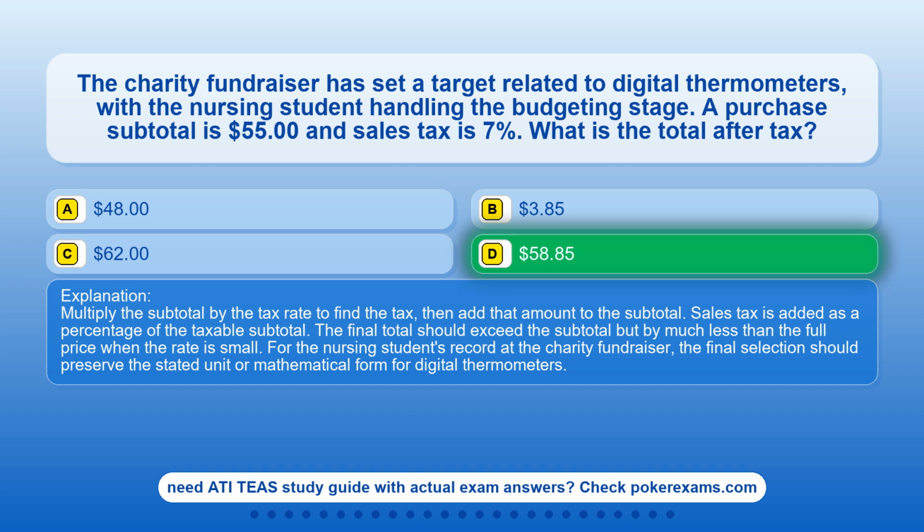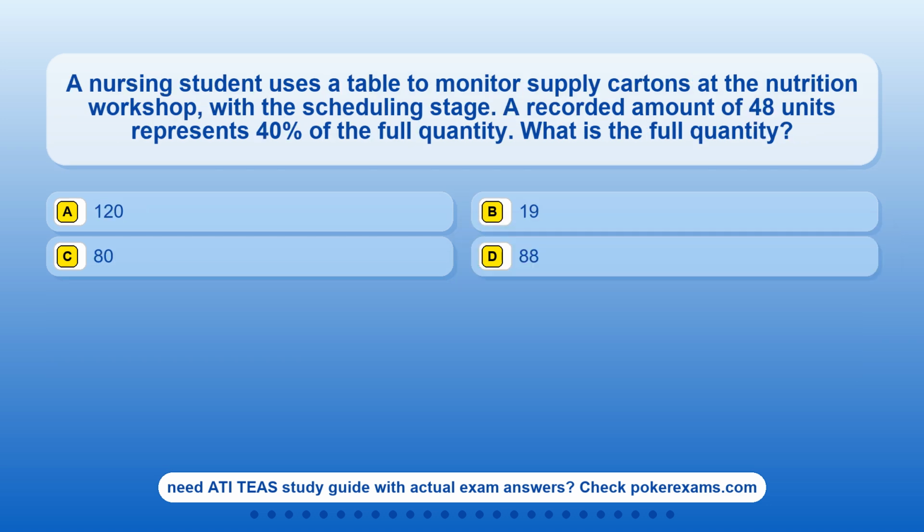For the nursing student's record at the charity fundraiser, the final selection should preserve the stated unit or mathematical form for digital thermometers. Question 20. A nursing student uses a table to monitor supply cartons at the nutrition workshop, with the scheduling stage. A recorded amount of 48 units represents 40% of the full quantity. What is the full quantity?